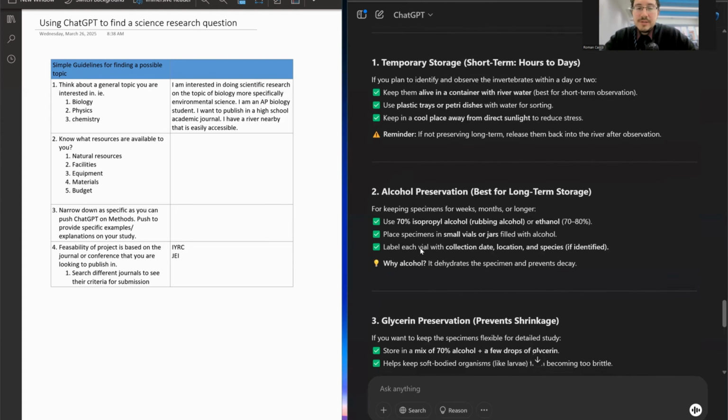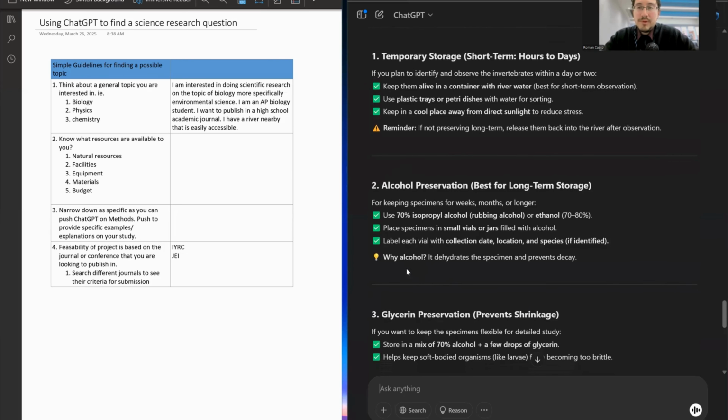alcohol preservation using 70% rubbing alcohol or ethanol, right? You can place the specimens in jars and whatever container you have, basically. You can keep them in the fridge, and it prevents decay. So now you have your preservation method. Okay, so now you have your animals. Your animals are preserved. You can identify them, you can count them, and then you can do your data analysis. So it's relatively simple to narrow down on a research topic.